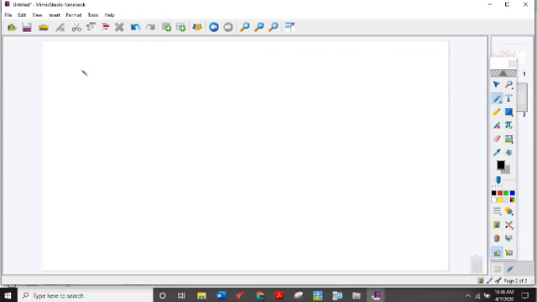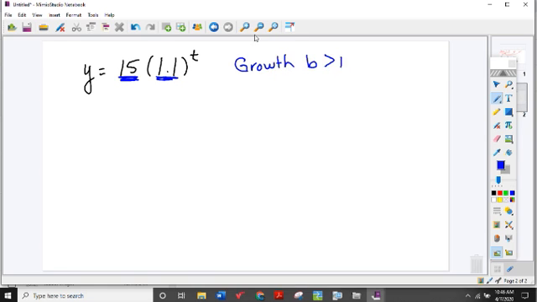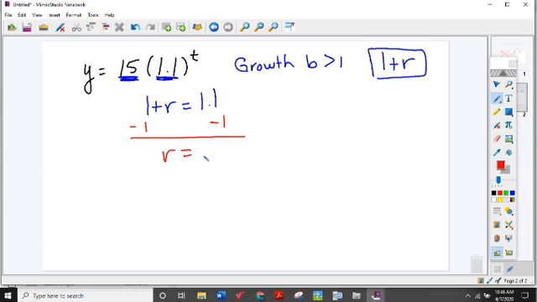So another example. On this particular one, this is the initial amount, 15, but what I'm concerned with is this part. Now this is going to be growth because b is greater than 1. I did say less than 1 on the other one, right? Okay, good. Because it's growth, I need to use 1 plus r in my model. So 1 plus r has to equal 1.1. Well, what would r be? So r would be 0.1 or 10%.